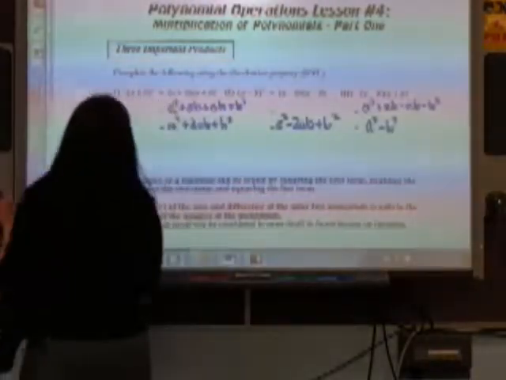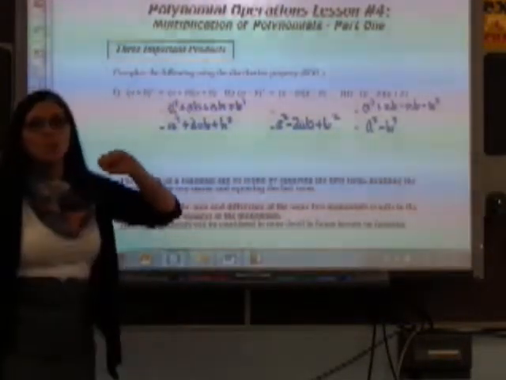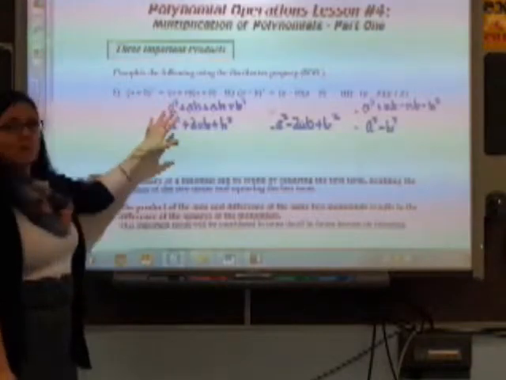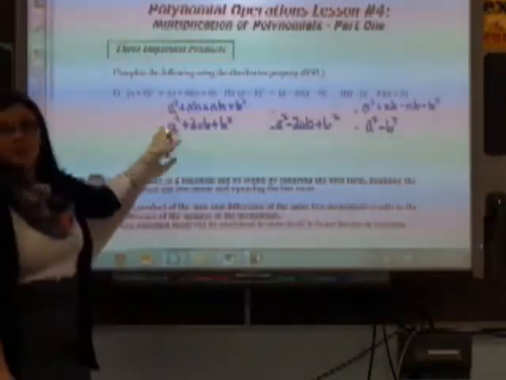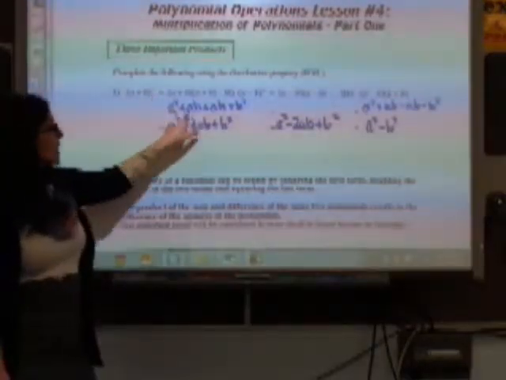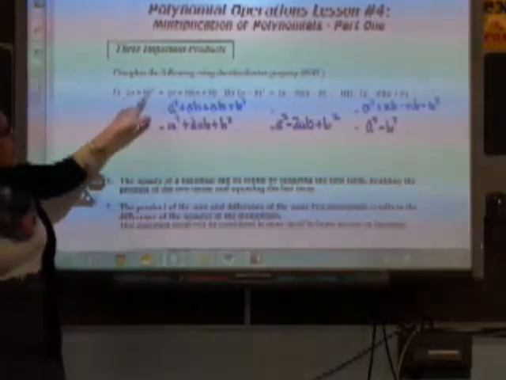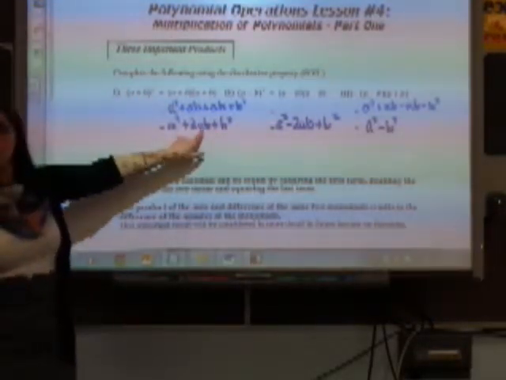So, if I square a binomial, what is my pattern? I square the first term, square the last term. How can I use this to get the middle term?